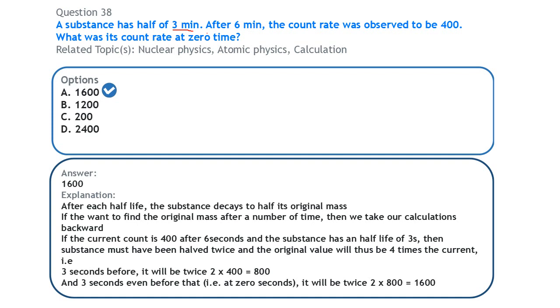So 6 minutes means two half-lives have passed for that substance. So we are going to take the time back, like take 3 minutes back and 3 minutes back. If after 6 minutes the count is 400, that means that 3 minutes before that, the count was double this. I hope this is clear. That's 400 times 2, that's 800. Then 3 minutes before that again, because this is 6 minutes, the count rate was double again. So that's 2 times 800, so you have 1600.